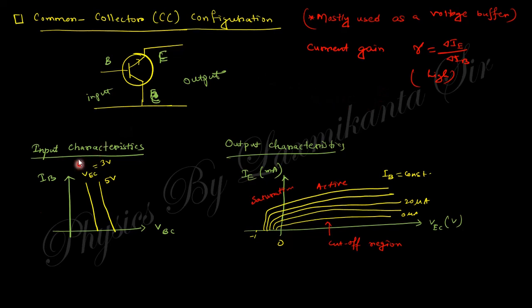Okay, and the input characteristics will be like that, that is input current versus input voltage. This was the reverse bias collector, so this is in the reverse portion and this in forward bias. So these three are the modes of operation: common emitter, common base, and common collector. Common emitter is the current amplifier, common base is the voltage amplifier, and common collector is the voltage buffer.